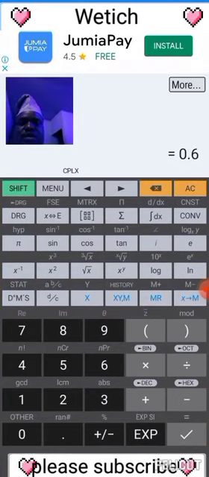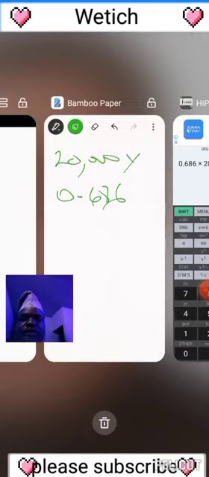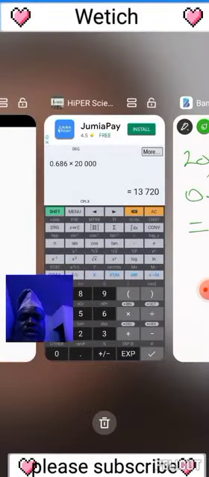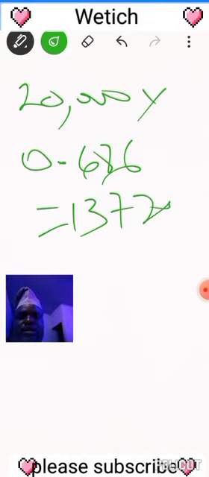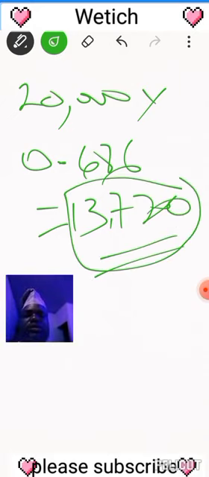Let's visit our calculator once more. 0.686 times 20,000 gives 13,720. So what it means is that the original amount invested was 13,720 naira for the period of 5 years at the rate of 7.5% compounded quarterly.